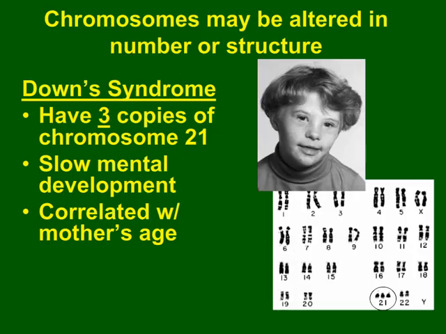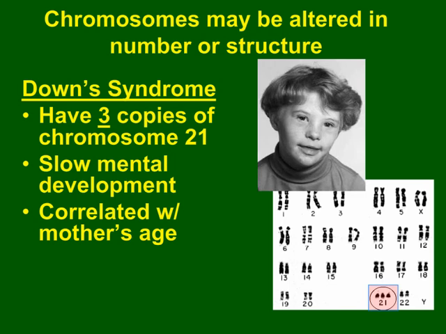Okay, before we wrap up this lecture, we're going to talk about a couple different types of genetic disorders, and we're also going to talk about the methods used to screen for these disorders. So the first of these disorders is something you're probably familiar with called Down syndrome. Now, Down syndrome is caused by an individual having three copies of chromosome 21. And this happens as a result of something called non-disjunction.